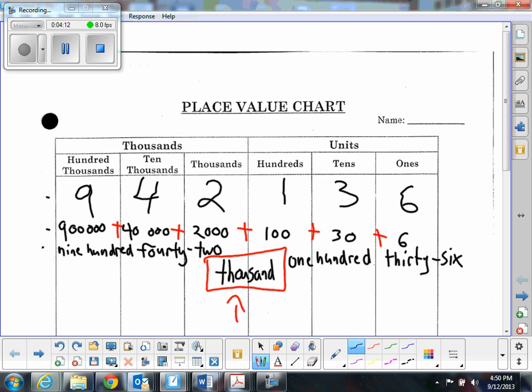So these are the 3 ways that we can represent numbers. 942,136 in expanded form, 900,000 plus 40,000 plus 2,000 plus 100 plus 30 plus 6. And again, it sounds the same as in standard form, but in written form, 942,136. Okay, hope this helps.